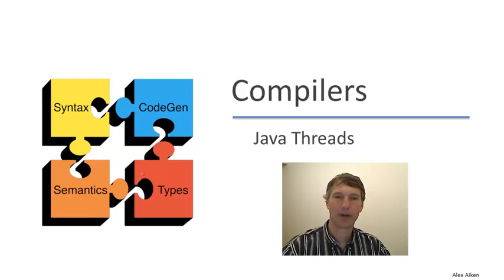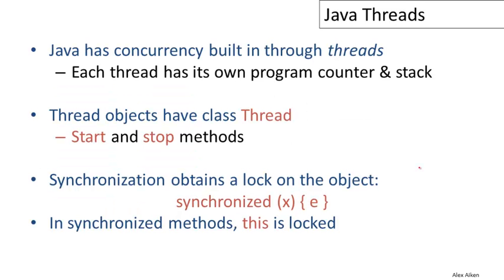In this video, we're going to talk a little bit about concurrency in programming languages, and in particular, Java's use of threads. Java has concurrency built in through threads, and I'm not going to explain what a thread is from first principles in this video, so I'm going to assume a little bit of background, but we'll say a few words here about what threads are. So a thread is like its own program.